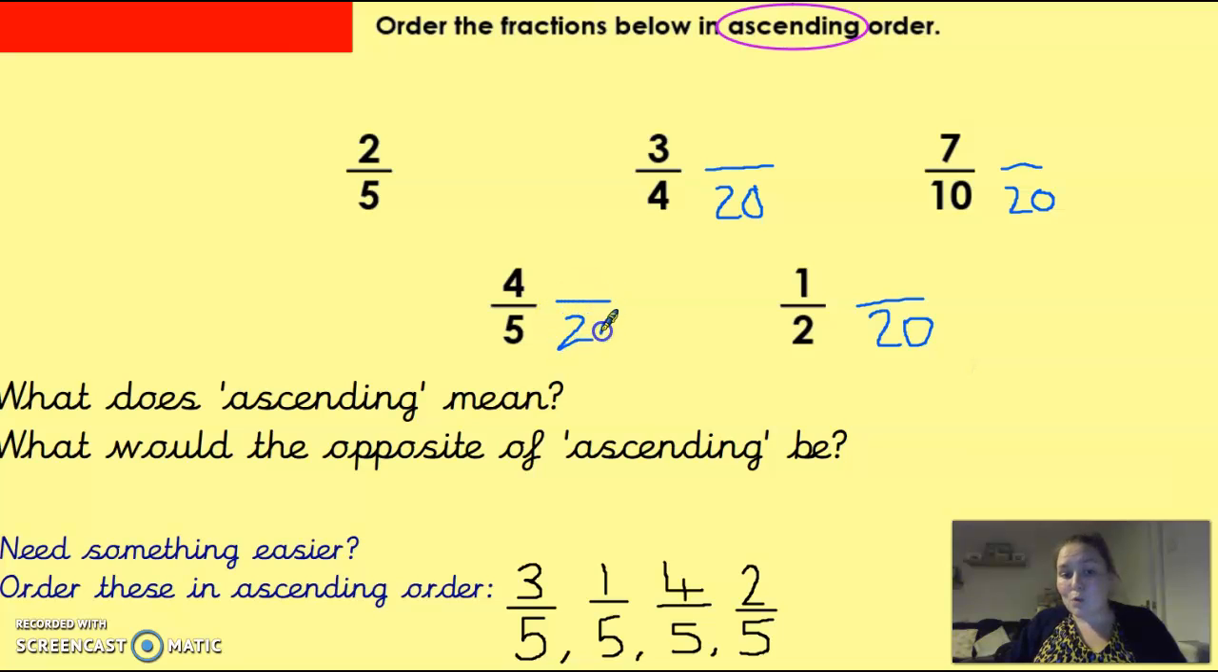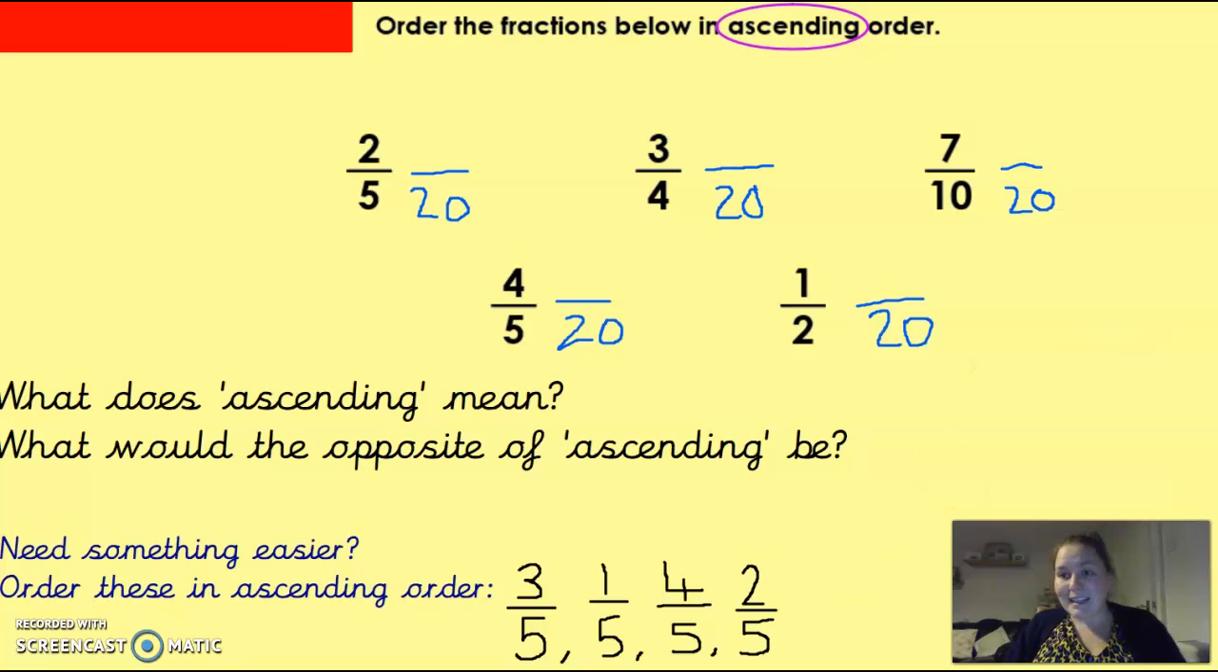If this feels too hard for you, don't panic. There's an easier version. These numbers at the bottom, these fifths, 3/5, 1/5, 4/5, 2/5, I want you to put them in order. They're all over 5, so which one of those numbers at the top is smallest? Then put them in order from smallest to biggest. Pause me there and have a go at whichever one you feel is at your level.